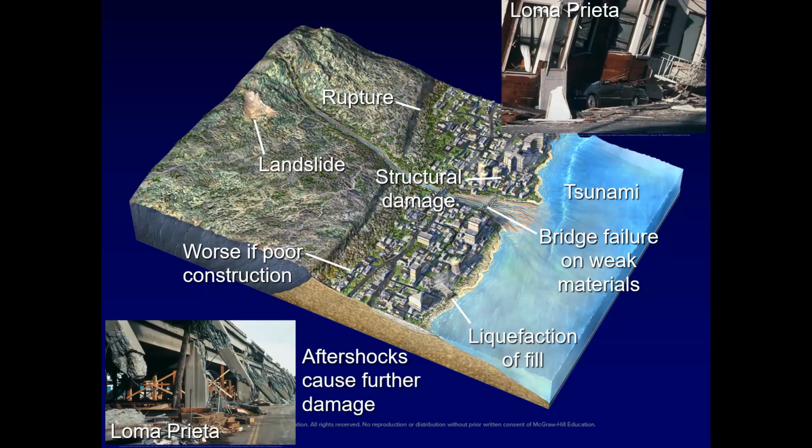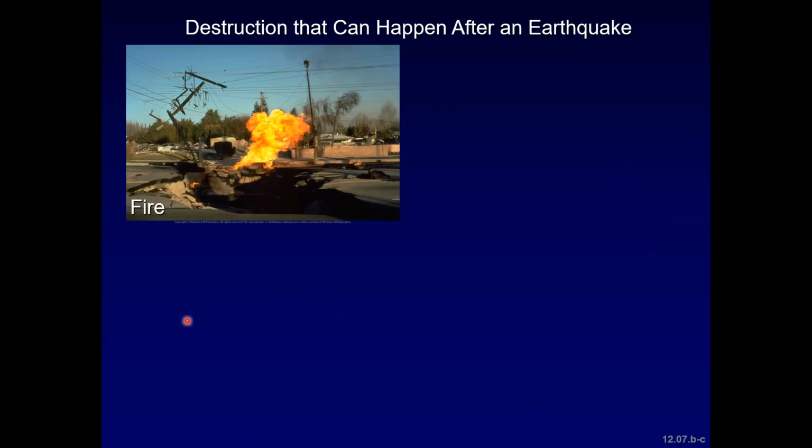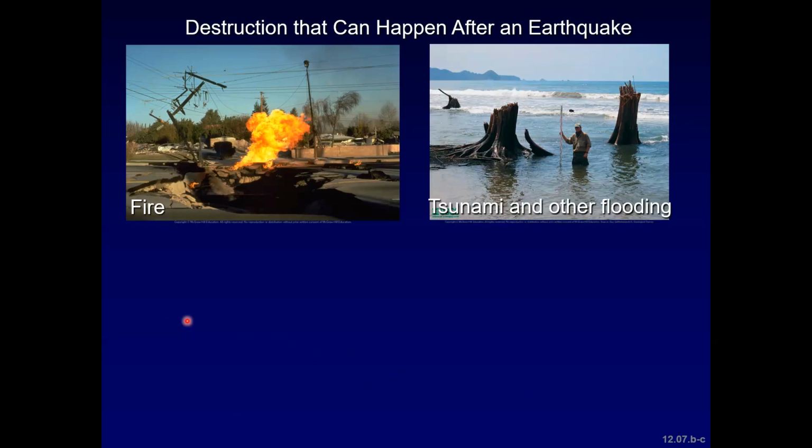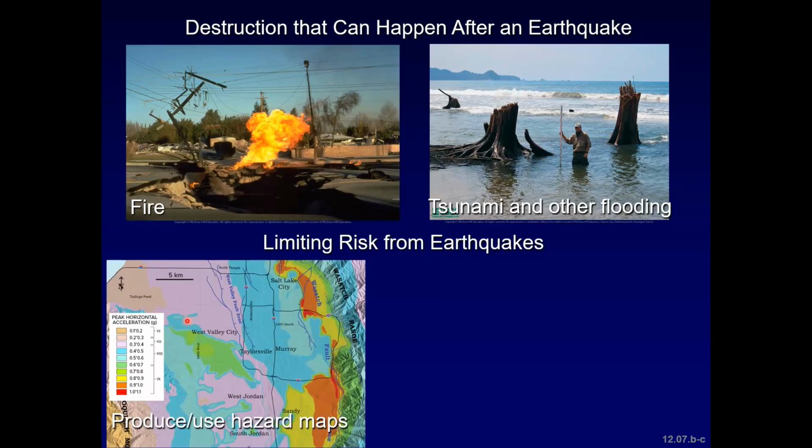So, just for example, you have Loma Prieta here. We're looking at some damage in these areas. And not only would the original earthquake event cause damage, but continued energy transfer through aftershocks can cause further damage. All right. So there are other things that can happen after an earthquake. You can have fire, tsunamis, and other flooding.